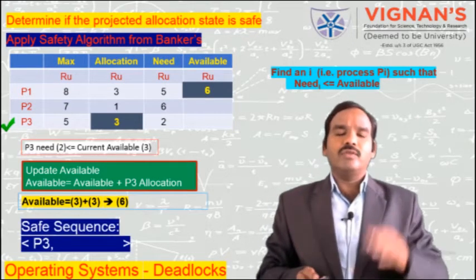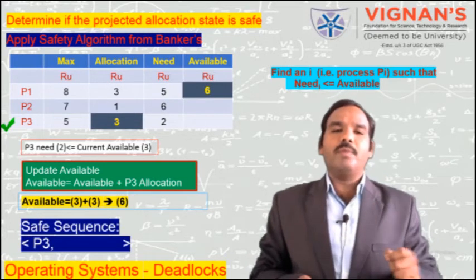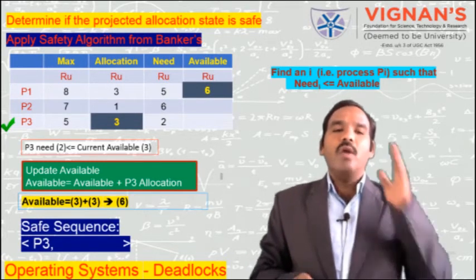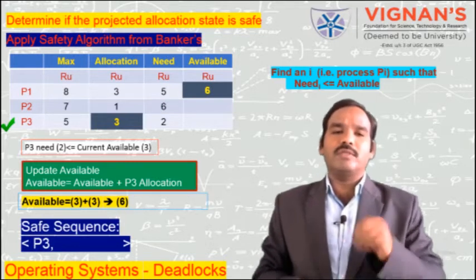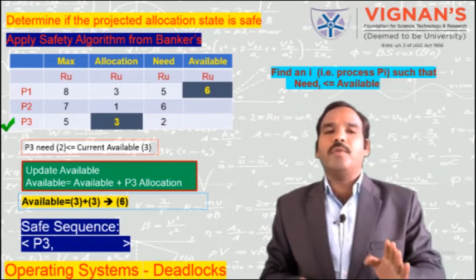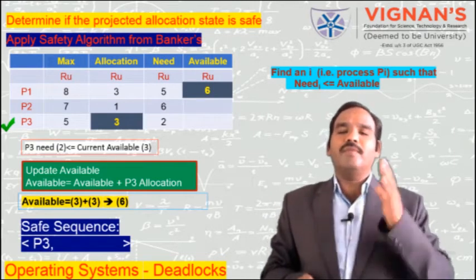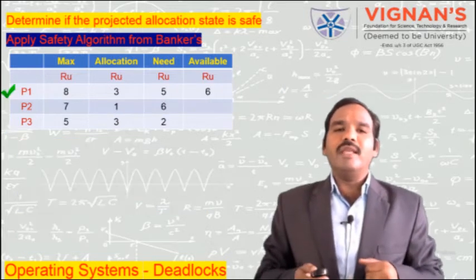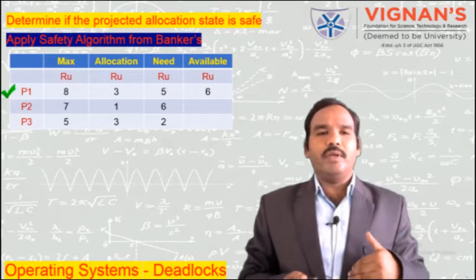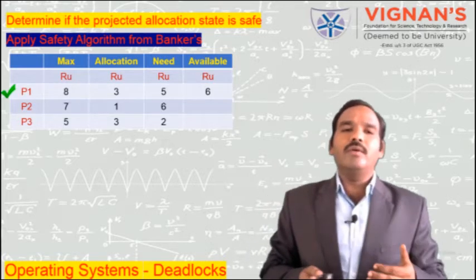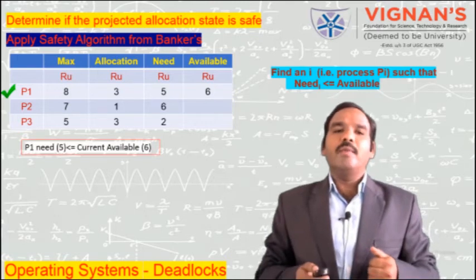Now, what is the safe sequence here? We keep each process in the safe sequence. What is the first process for this snapshot? This is a system snapshot. P3 is the first process, which gets the resources from the operating system. What is the next process we select? You can select either P1 or P2. Here I am going to select P1.